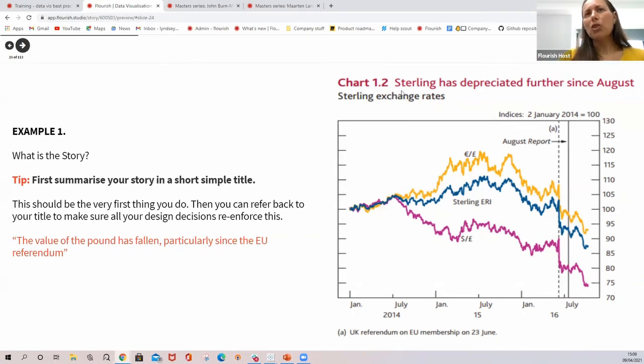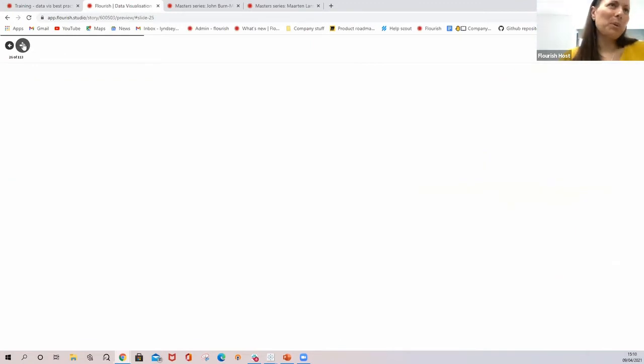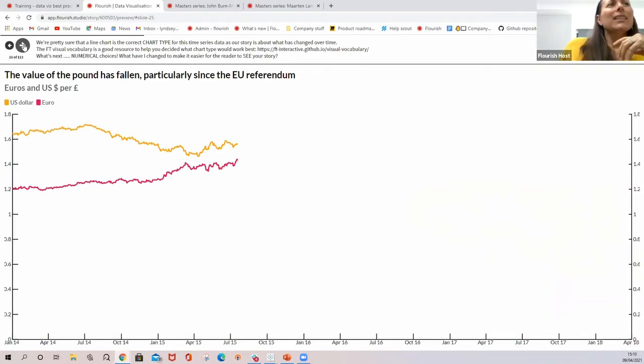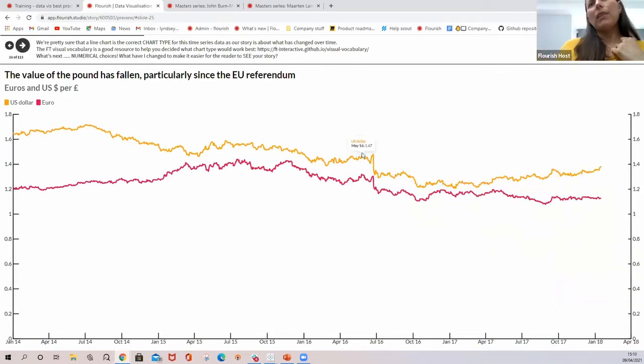Again, the bank has moved much more away from this. Sterling has depreciated further since August. It's very technical, very formal language. It wasn't really since August, the trigger was the EU referendum. So just be very clear, to the point, in plain English: what is the take-home message from this chart? And this is speaking to that. Think about it, write it down, and have it there ready for all the next set of decisions. So this is what we want to design to: the value of the pound has fallen, particularly since the EU referendum.